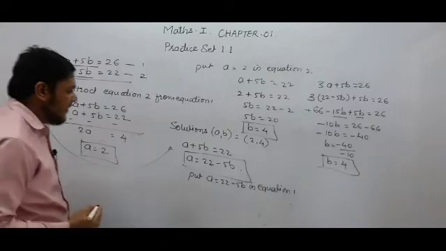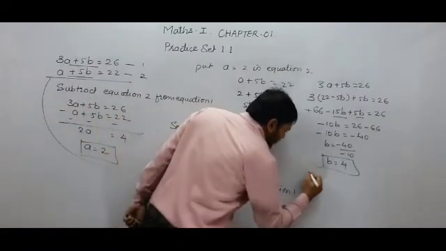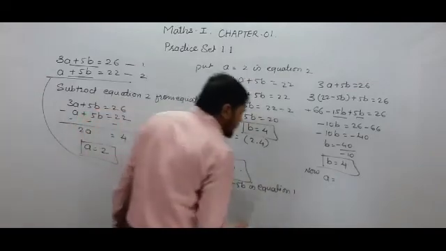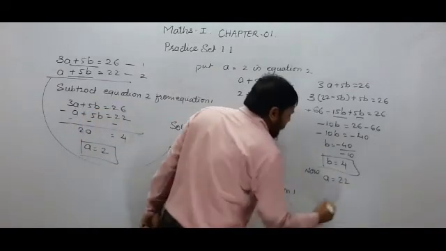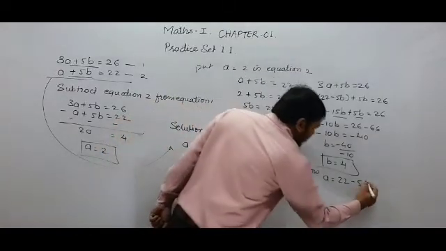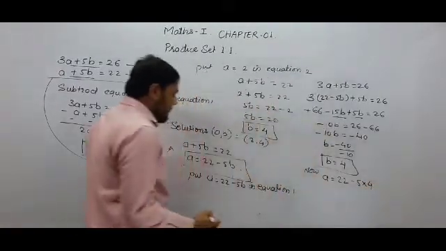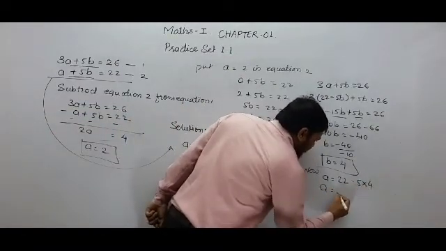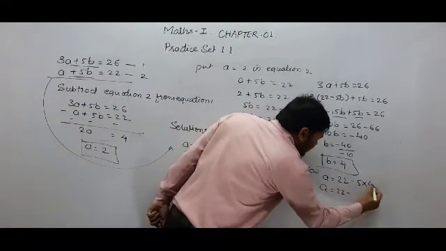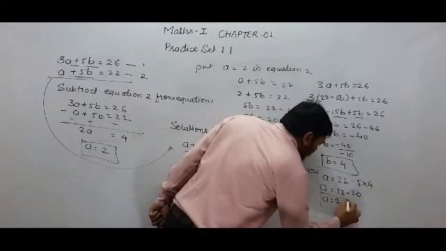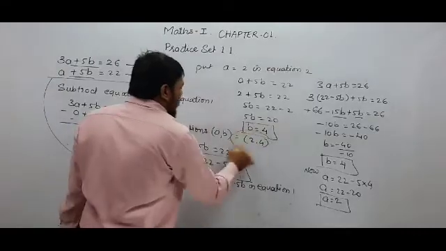Now we are interested in finding the value of a. We know that a equal to 22 minus 5b. So I will write 22 minus 5, and the value of b is 4 here. So instead of b I am writing 4. So a equal to 22 minus 5 multiplied by 4. 5 fours are 20. So a equal to 22 minus 20, that will be 2. So the solutions are again 2, 4.